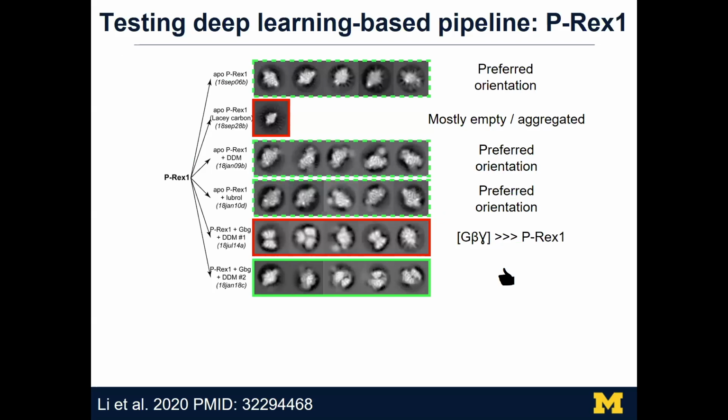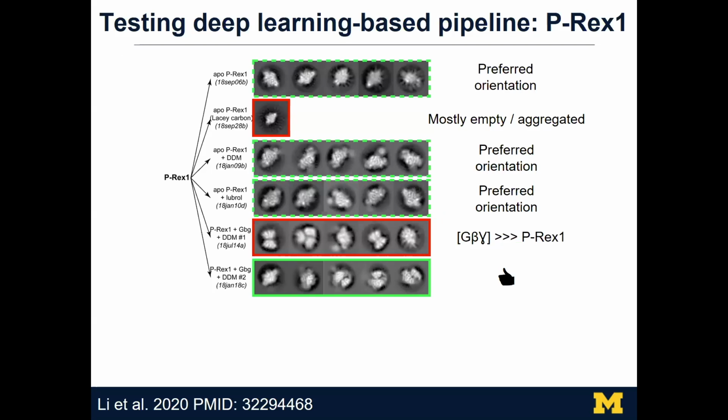So the pipeline successfully identified the only good data set, which is the last one. And it's also showing that this data set is P-Rex1 we added with the correct concentration of our ligand G beta gamma. So it actually showed the added ligand binds to P-Rex1.